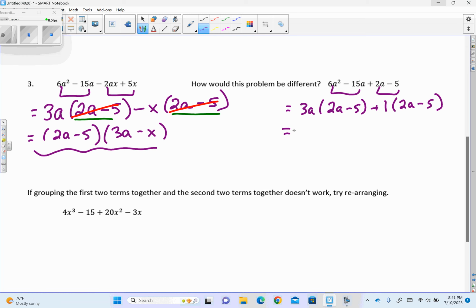So by doing that, it looks the same as the ones we've been doing, where I can take that common factor of 2a minus 5, and then if that's gone, what I'm left with is a 3a plus 1. And that's my final factorization.